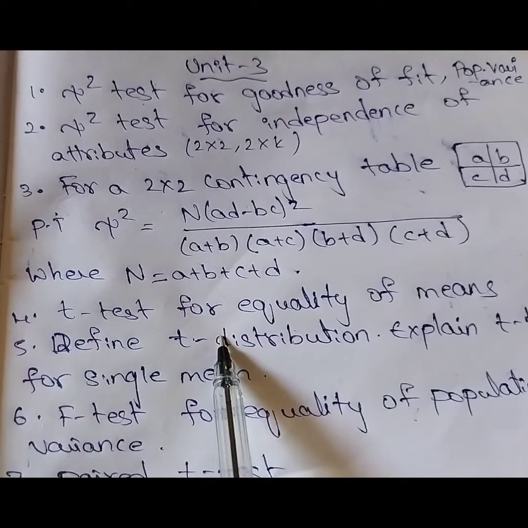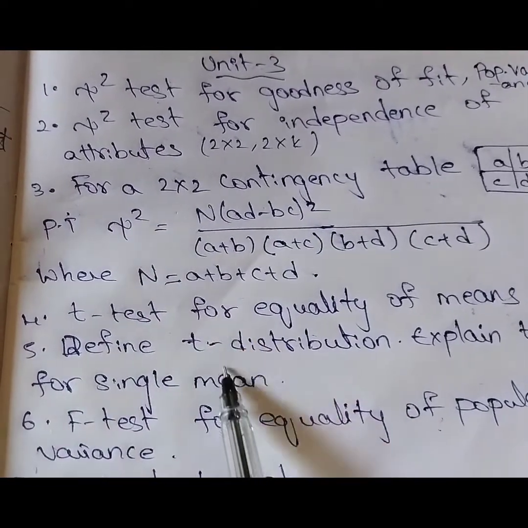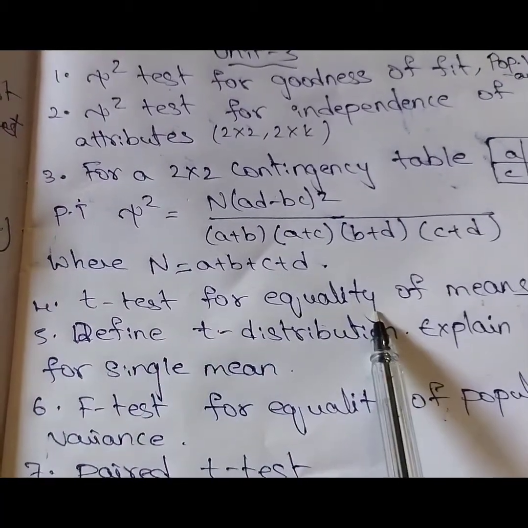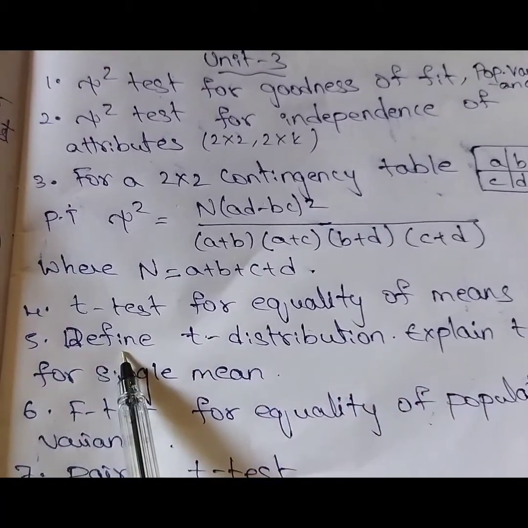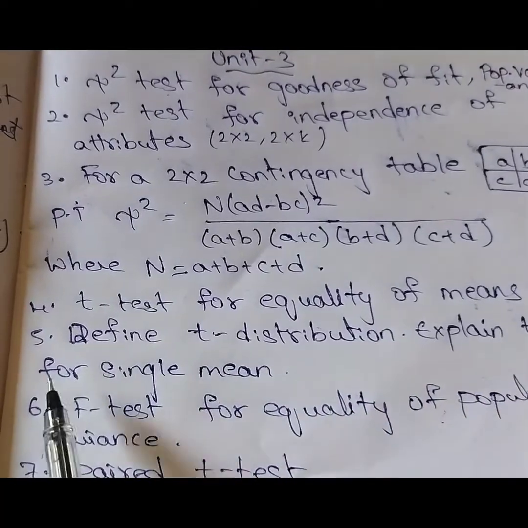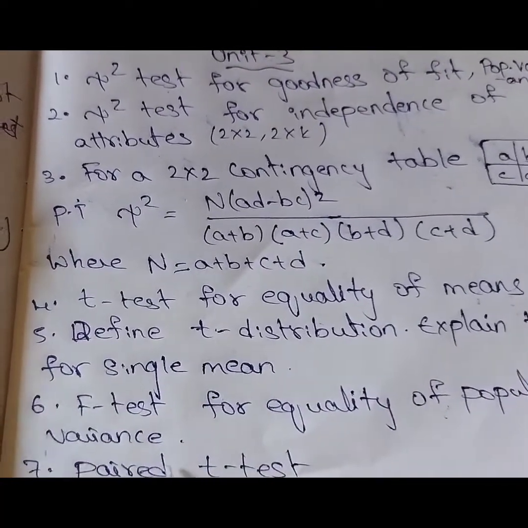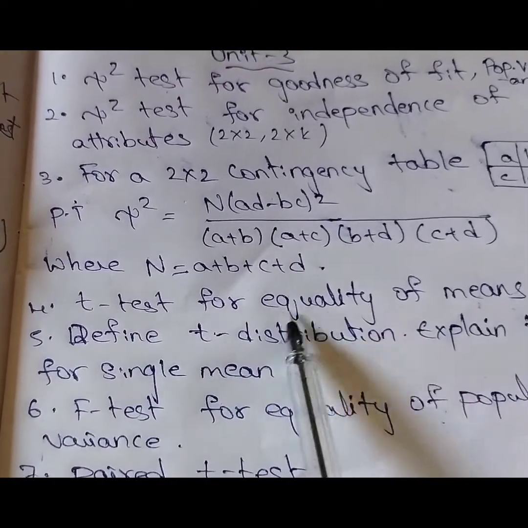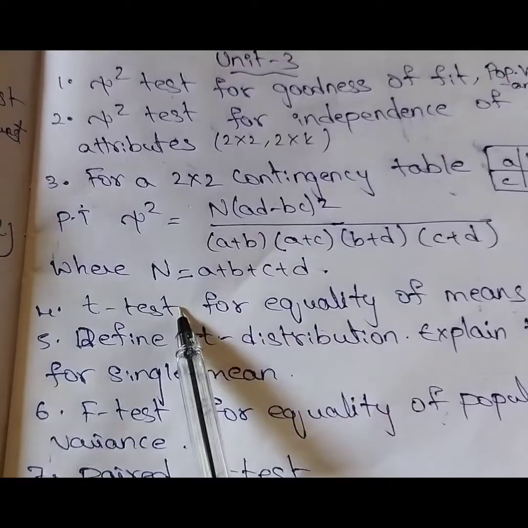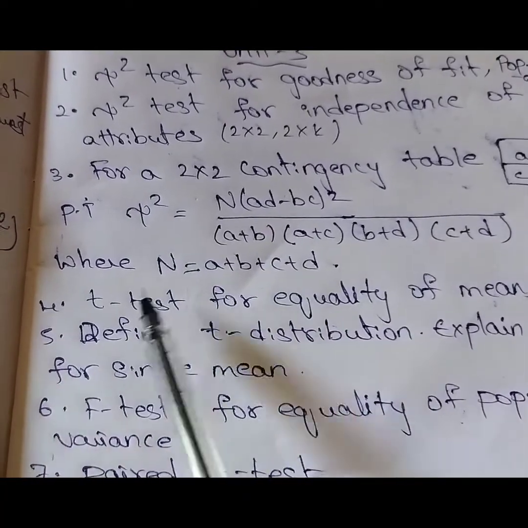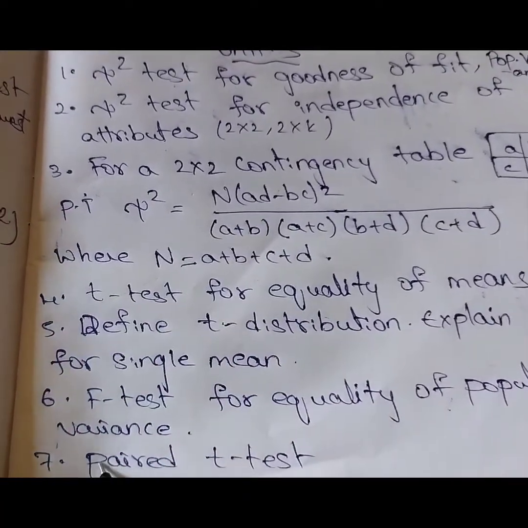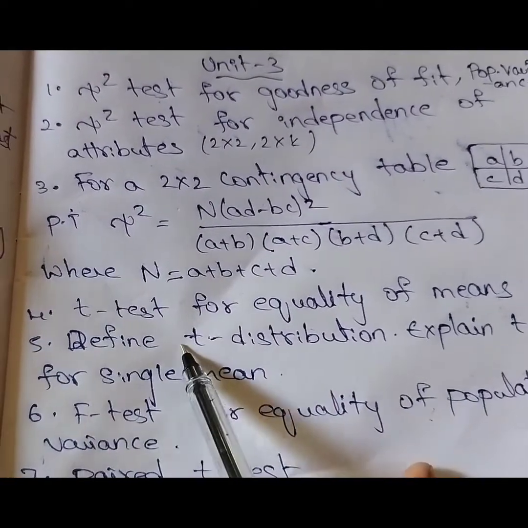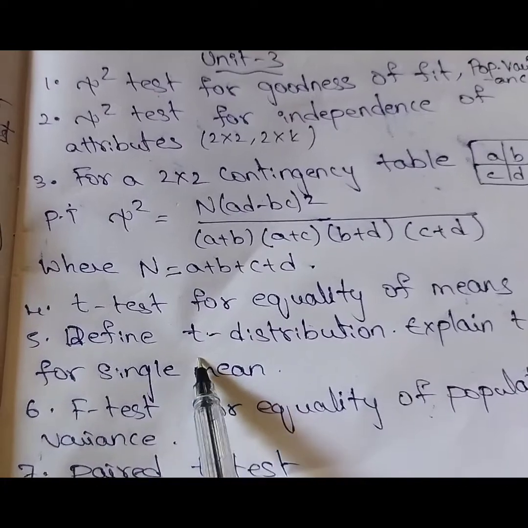Next, we are having the t-test. T-test based we are having 3 questions. First one, t-test for equality of mean. Next, define t distribution, explain t test for single mean, paired t test. So equality of means is nothing but difference of mean, I told you already. In t distribution only 3 questions: this equality of mean and paired t test. 4th and 7th come for long answer. 5th you can expect for short answer.